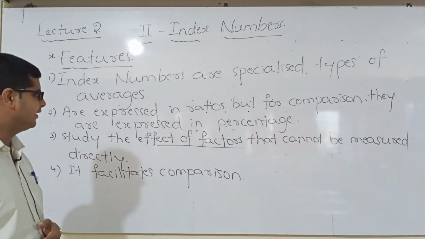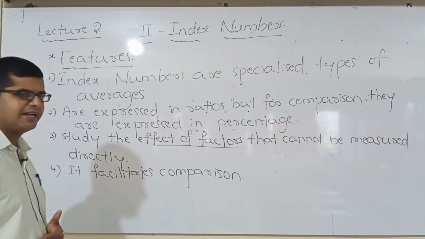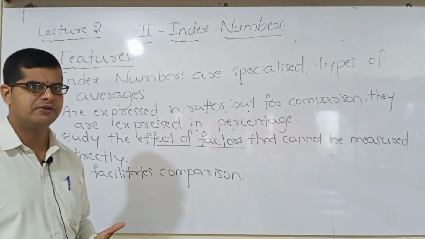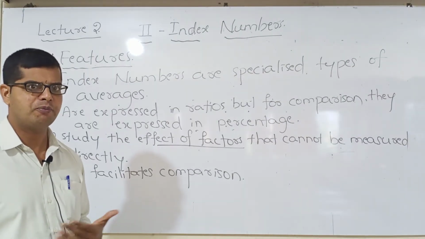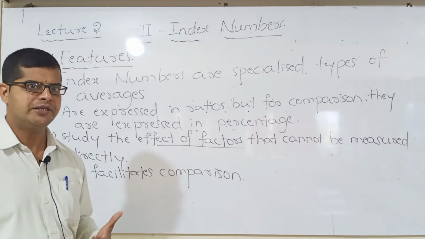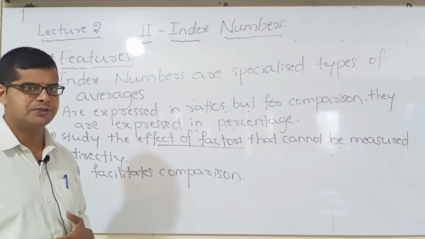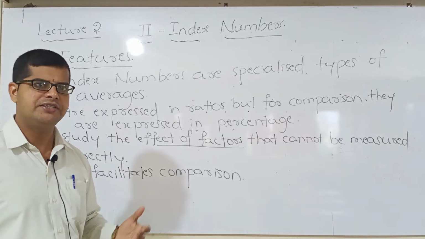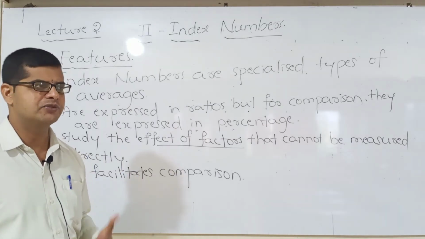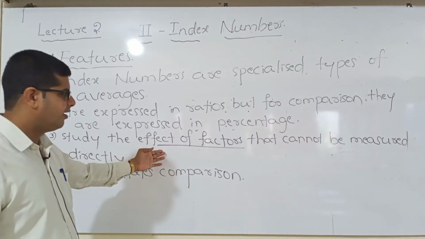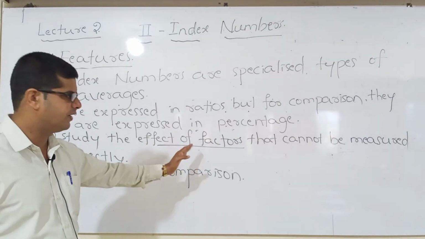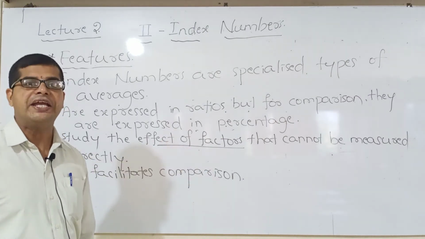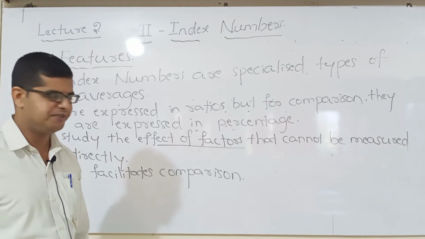Then it studies the effect of factors that cannot be measured directly. Any economic, socio-economic or political environment factors, which we cannot study directly, can be studied because of index numbers. As we find the changes in the price level, quantity or value of commodities, along with that change we can find the effect of factors: what are the different factors influencing that change?